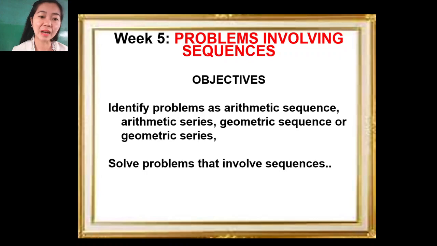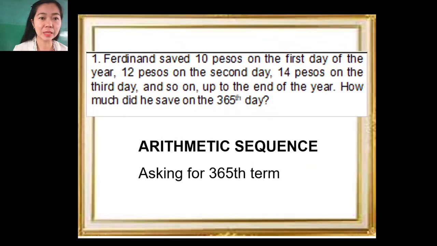Now, let us have different examples of problems that illustrate arithmetic sequence and arithmetic series, and then problems that illustrate geometric sequence or geometric series. The first example, let us read and analyze. Ferdinand saved 10 pesos on the first day of the year, 12 pesos on the second day, 14 pesos on the third day, and so on up to the end of the year. How much did he save on the 365th day?